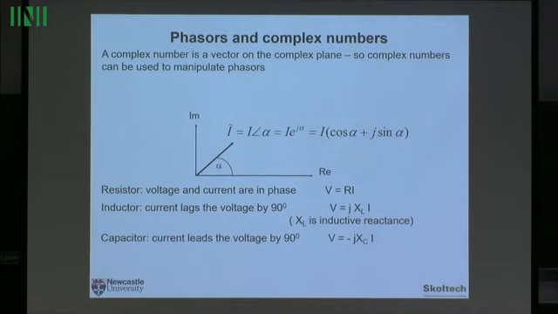XL is inductive reactance. For the capacitor it is the other way around. It means current leads the voltage by 90 degrees, so you multiply it by -J. You move it in the opposite direction by 90 degrees. And XC is the capacitive reactance, which is the coefficient of proportionality between the two.